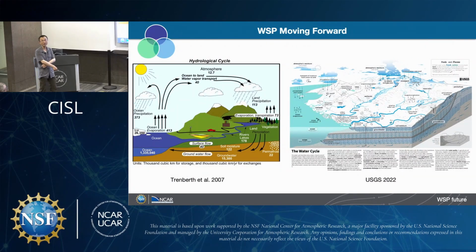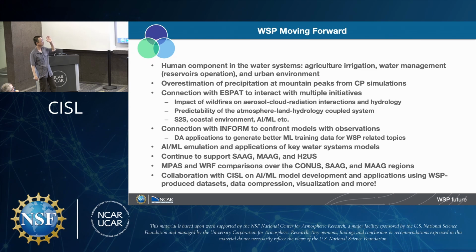Okay, for the very last minute, I would just move forward from this very simple or symbolic representation of a hydrological cycle to a new version 15 years later. This is a USGS version. We notice a lot more human components in the water system that need to be accounted for. Right now, we haven't really had a clear handle on that, but moving forward, we would like to at least tackle the human component in the system.